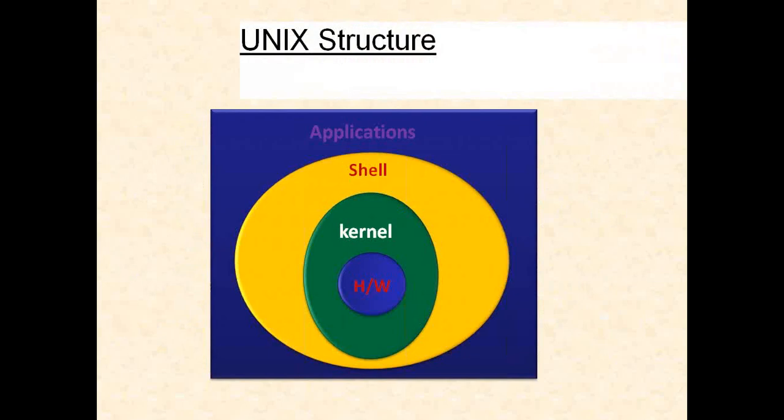For the Unix operating system, this is the basic structure of the operating system. The outer layer, you can see, is applications, and under applications you have a layer which we call shell, and under shell we have another layer called kernel, and finally we have the minute components like hardware. So basically this is how the structure is designed.